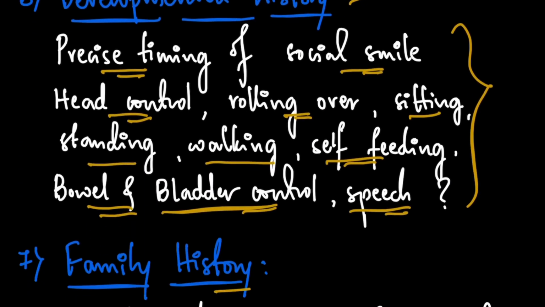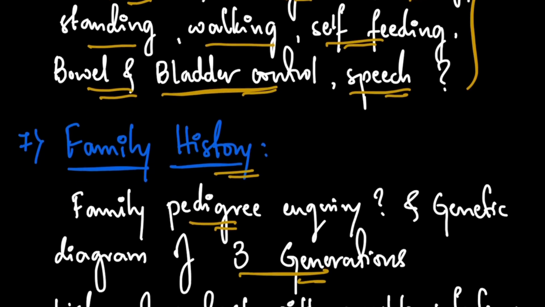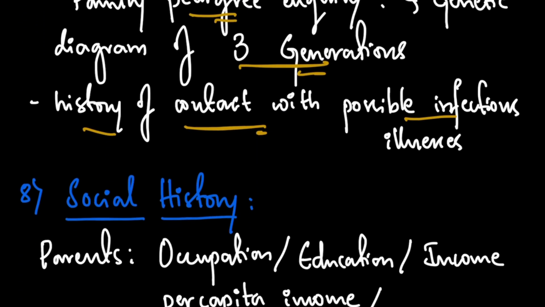Followed by that, we'll go to the family history, and you have to draw the family pedigree chart up to 3 generations to identify if there are any genetic abnormalities. And also you have to ask for the history of contact with possible infectious illnesses. If the child has any infectious illness, you have to ask whether there is contact in the family.